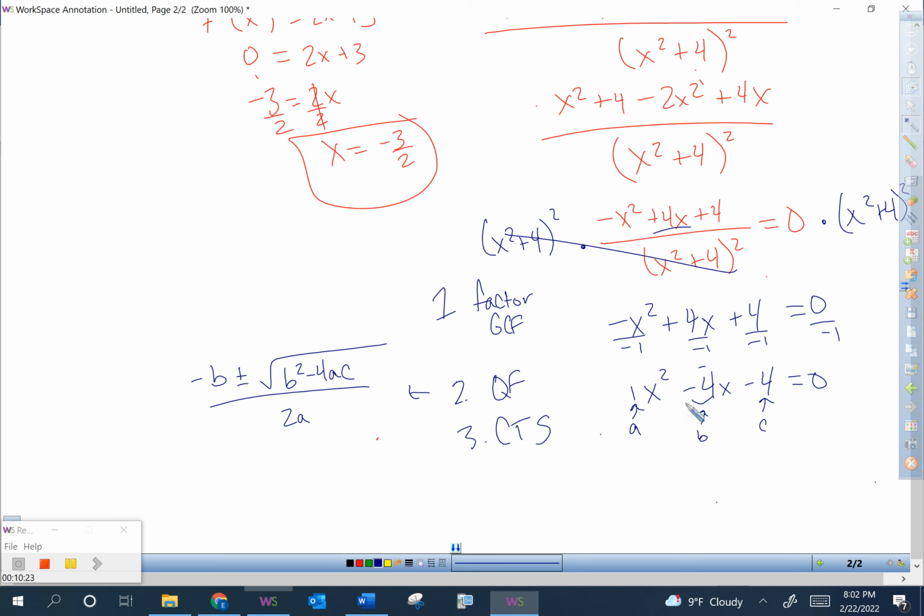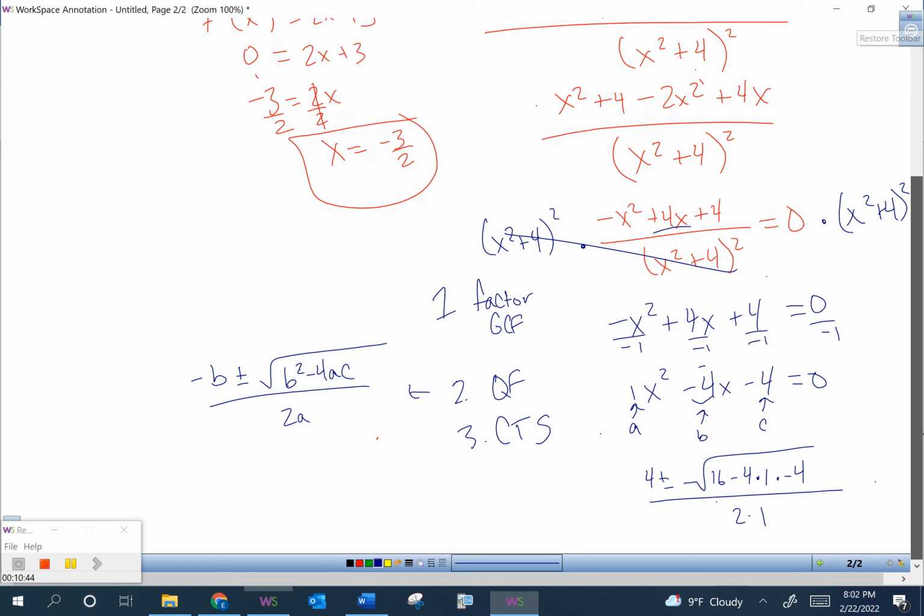So the opposite of b would be the opposite of negative 4, which is 4. b squared would be negative 4 squared, which is actually a positive 16. Careful there. And this is 4 times a, which is 1, times c, which is negative 4. All divided by 2 times a, which is 2 times 1. And then we just go to work on simplifying here.